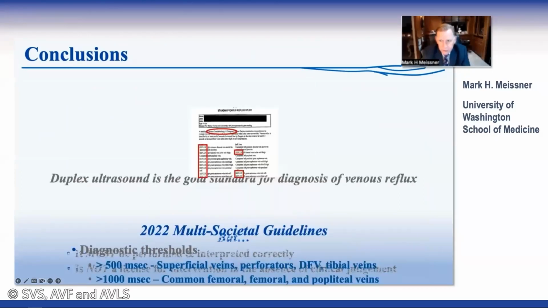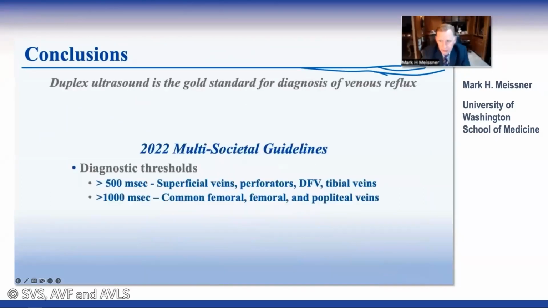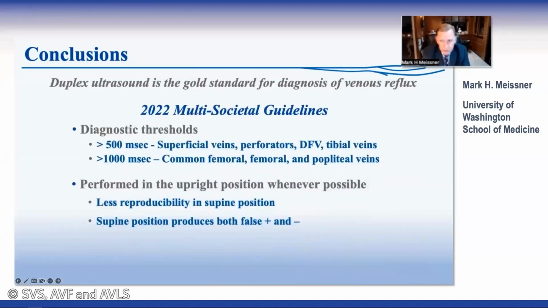The 2022 multisocietal guidelines have been a paradigm of collaboration and have established diagnostic thresholds of greater than 500 milliseconds for the superficial veins, perforators, deep femoral and tibial veins, and greater than 1,000 milliseconds for the common femoral and popliteal veins. As examination in the supine position is less reproducible and may be associated with both false positives and false negatives, the examination should be performed in the upright position whenever possible.